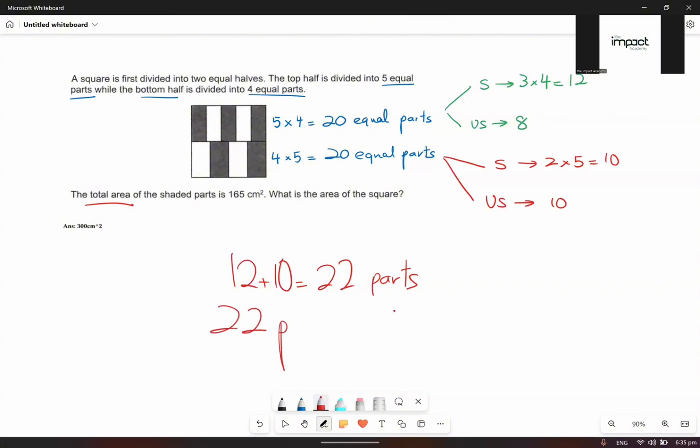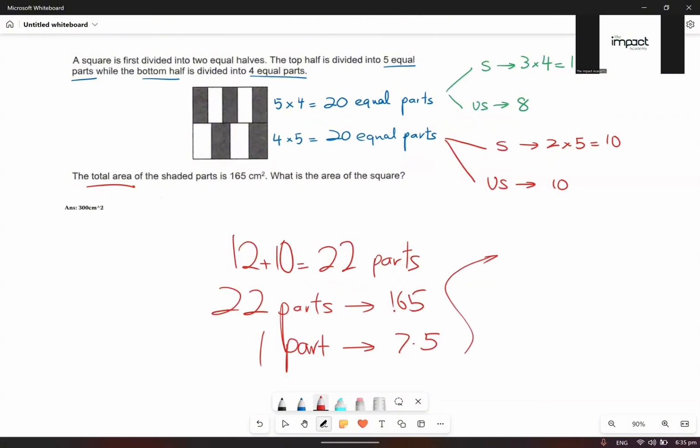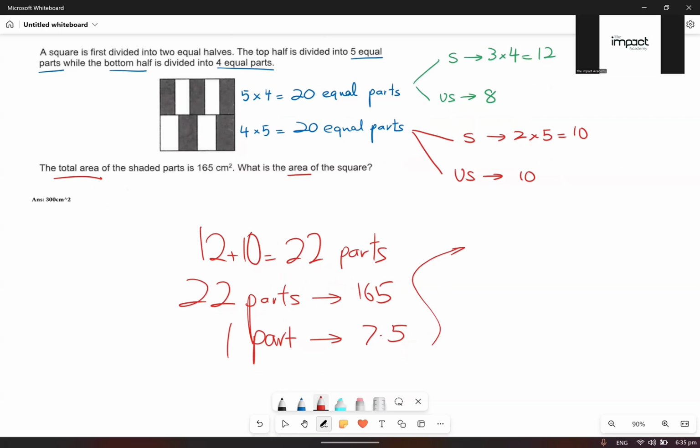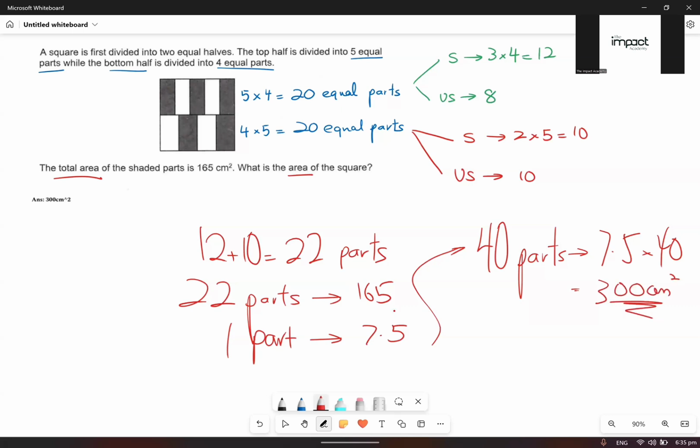So 22 parts is actually equals to how much? 165. Can you understand or don't understand? All right, very good. 1 part is actually equals to how much? 7.5. Can you understand? Okay, you can answer the question. The question says area of the square. Very good. How many parts are there? Area of the square means including shaded, unshaded, right? How many parts are there? Very good. 40 parts. Agree or disagree? 7.5 times 40. Therefore, your answer for this question has to be 300 centimeter square.